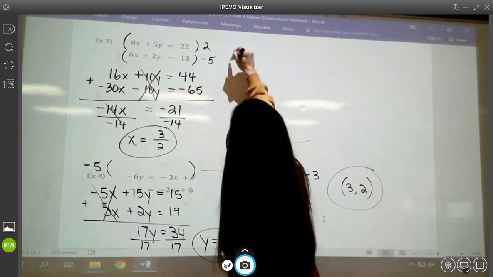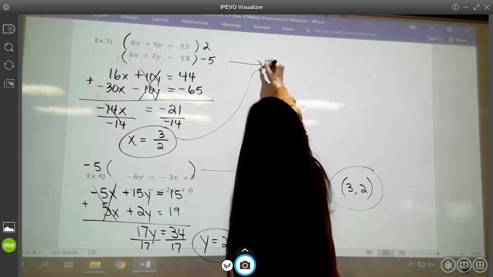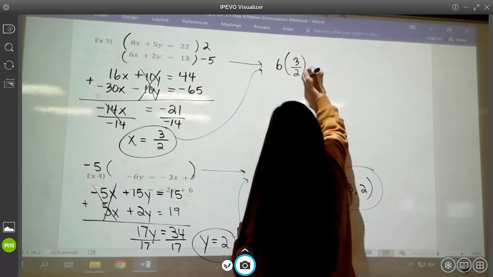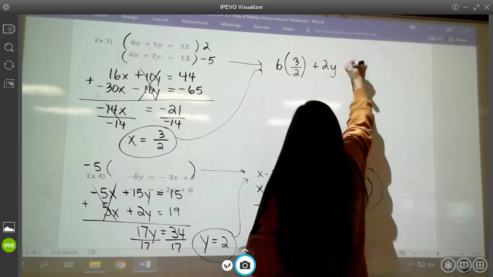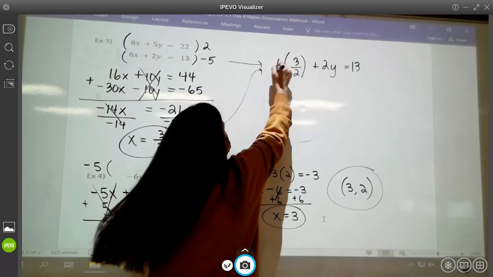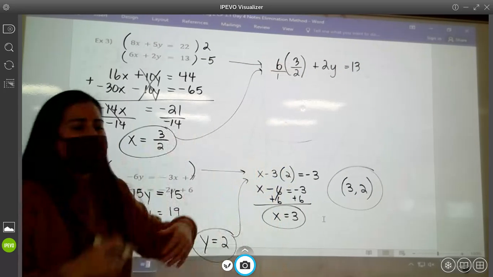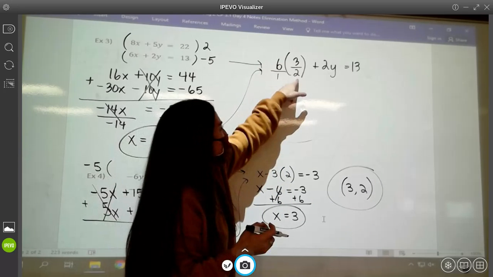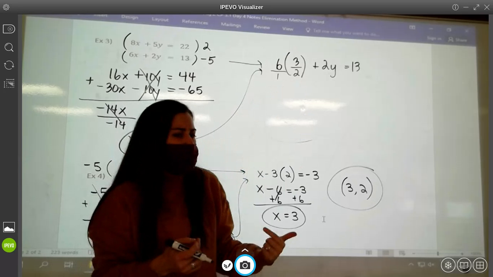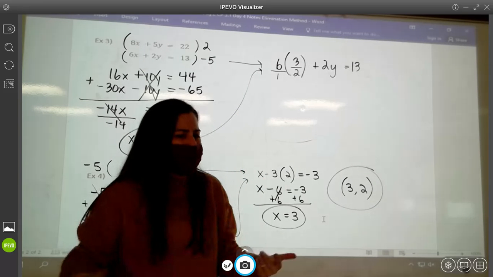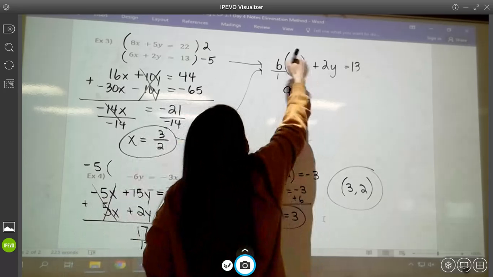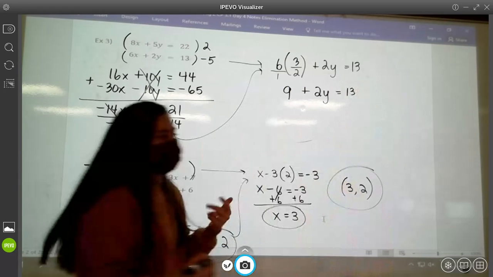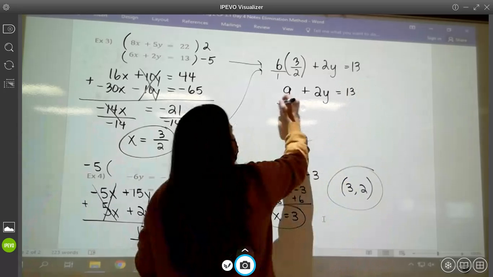I'm going to plug into the bottom equation, and I'm going to get 6 times 3/2 goes in, plus 2y equals 13. I'm going to put 6 over 1 to multiply my fraction. 6 times 3 is 18 over 1 times 2 is 2. 18 over 2 is 18 divided by 2. That's 9. So I'm going to get 9 from that, plus 2y equals 13. Now we're in business. Minus 9.